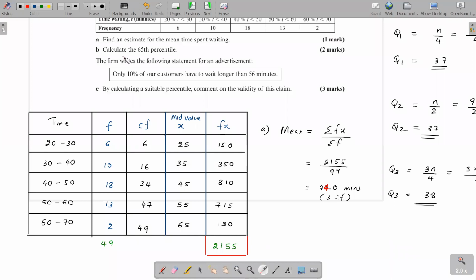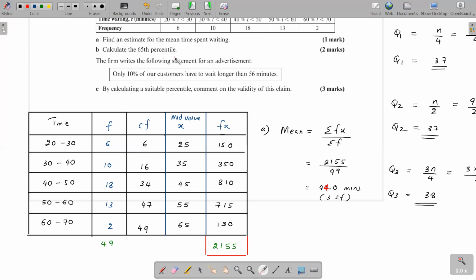Okay, part B, they ask us to calculate the 65th percentile. So how do we calculate the 65th percentile? I think I have given you a clear note about the quartiles, but not for the percentiles. Anyway, let me tell you now: percentiles divide the data into 100 parts. I will give you a clear note on percentiles at the end of the question. Quartiles divide the data into 4, percentiles divide the data into 100.